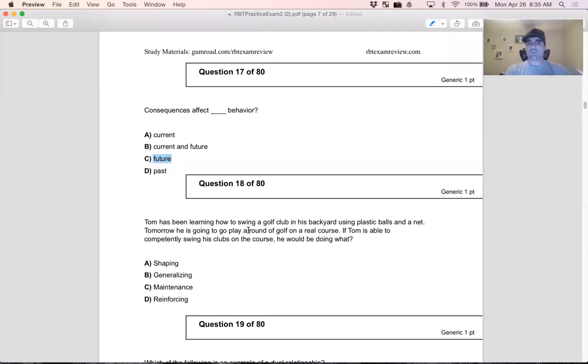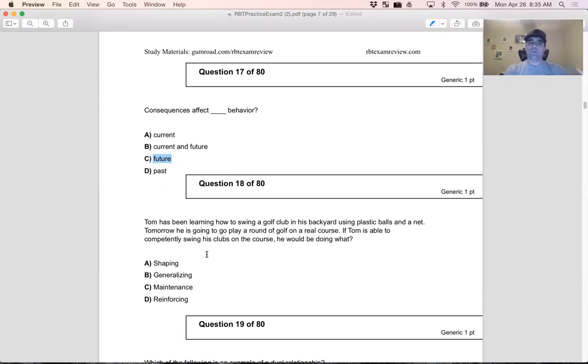All right. Tom has been learning how to swing a golf club in his backyard using plastic balls and a net. Tomorrow he is going to play a round of golf on a real course. If Tom is able to competently swing his clubs on the course, he would be doing what? Would he be shaping, generalizing, maintenance, or reinforcing?